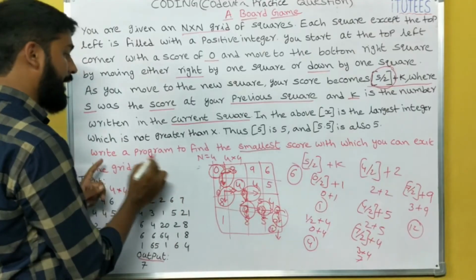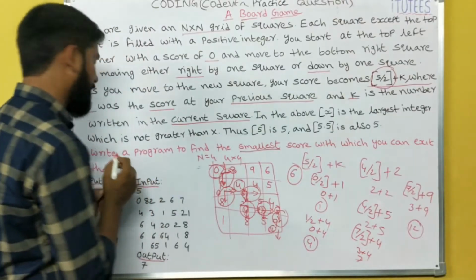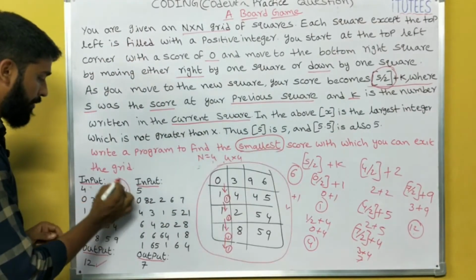So what is the question? Write a program to find the smallest score with which you can exit the grid. So we are going to find the smallest. So this is the 4 by 4.